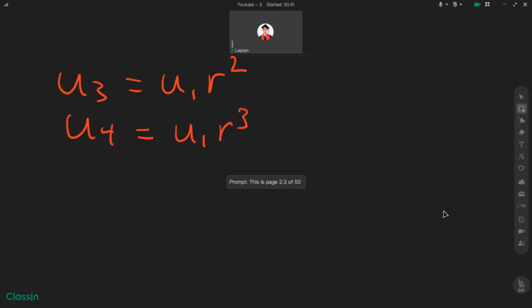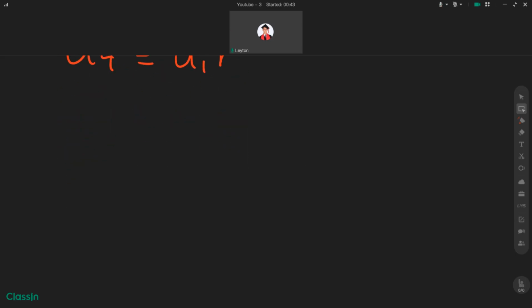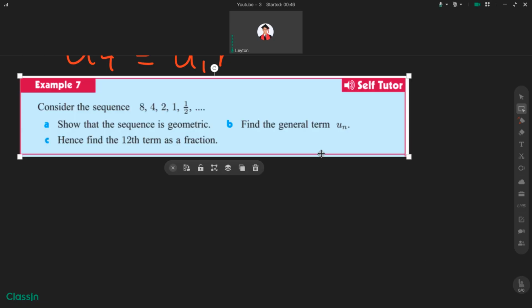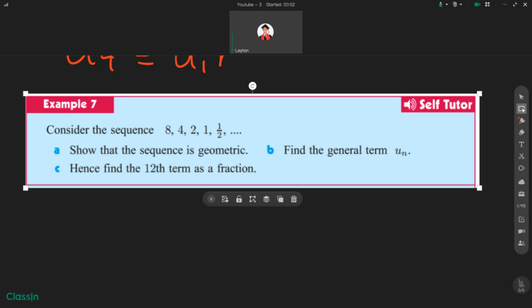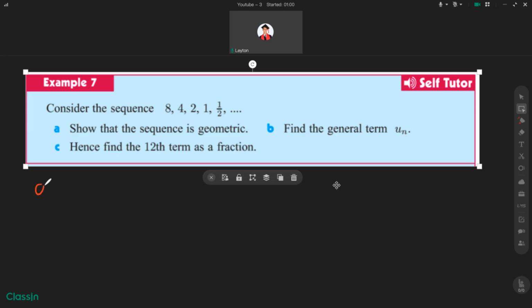All right, let's take a look at the example. In our first example, consider the sequence 8, 4, 2, 1, and a half. First, we have to show that the sequence is geometric. The easiest way to do that is just to show that there's a common ratio. We can do that by, for example, 4 divided by 8, which would be 1 over 2. And 4 divided by 8 is the second term divided by the first term. That's how I do this.